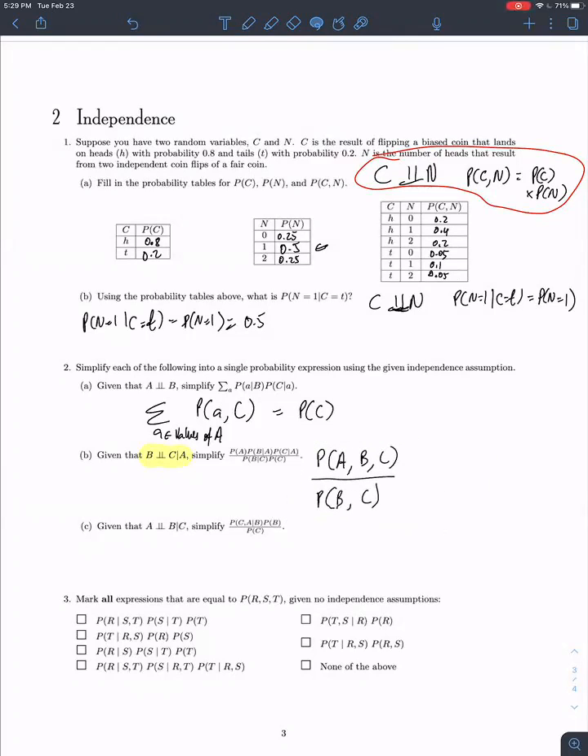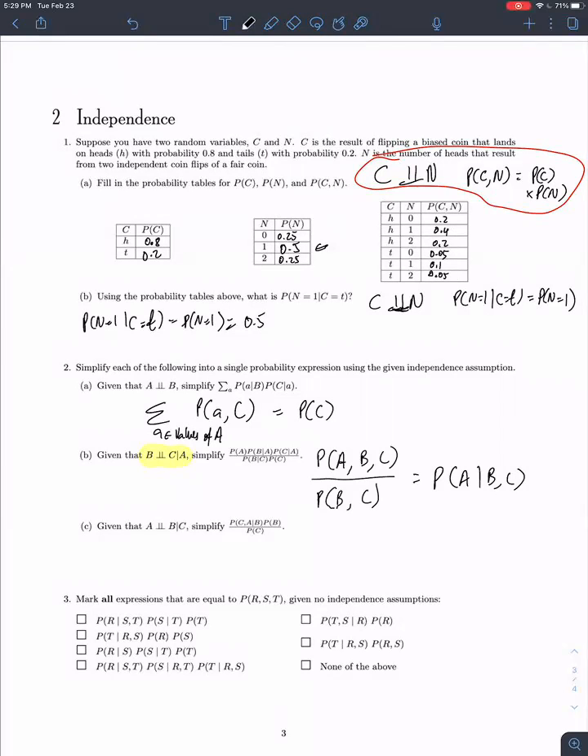All right, so probability of A and B and C divided by probability of B and C. Well, that's just exactly what conditional probability is. This is probability of A given B and C. And that's pretty simple. That's a single probability expression.